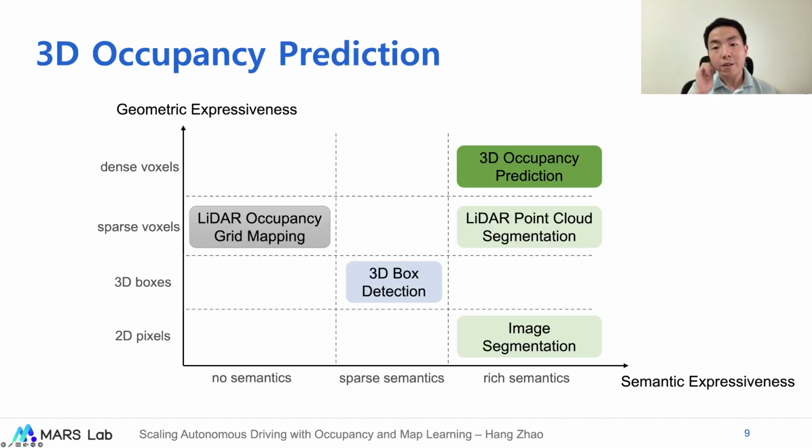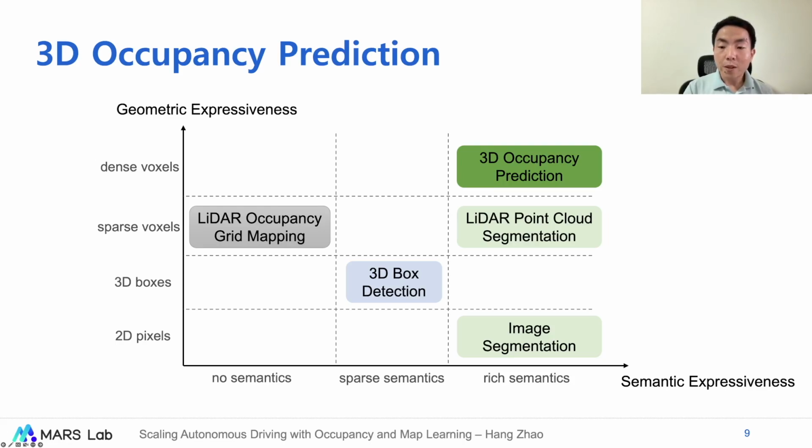Now let's compare the 3D occupancy prediction task with other tasks in self-driving. Here in the plot, the horizontal axis is semantic expressiveness, and the vertical axis is geometric expressiveness. On the left, we have LiDAR occupancy grid mapping, which is a classical scene reconstruction task in robotics. However, it only works on static scenes and does not care about semantics. In the middle, we have 3D bounding box object detection, which is the most popular representation now. It performs okay on both metrics.